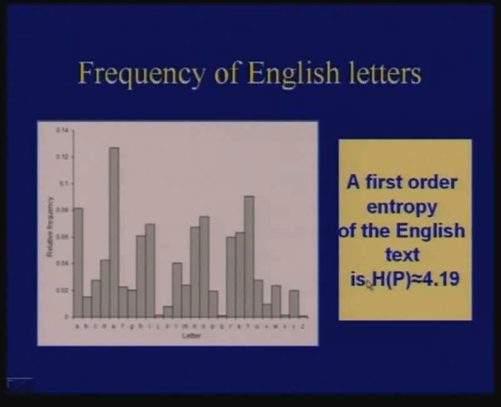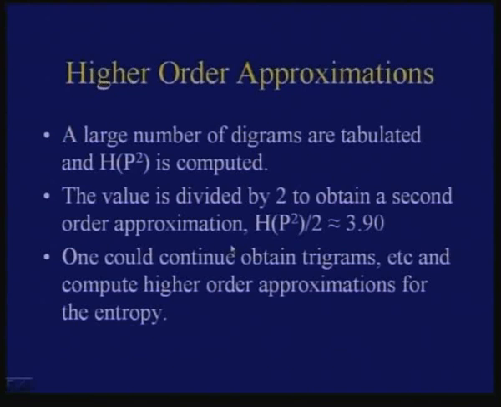But you can do better than that. In the English language, consecutive letters are not uncorrelated. For example, if I take Q, the next letter is U. So if I take 2-grams, the uncertainty should reduce, right? So I do a second order approximation: I compute all possible digrams, find their probabilities and their entropy, and then divide H(P^2) by 2. It works out to 3.9, so you see that the entropy has reduced.